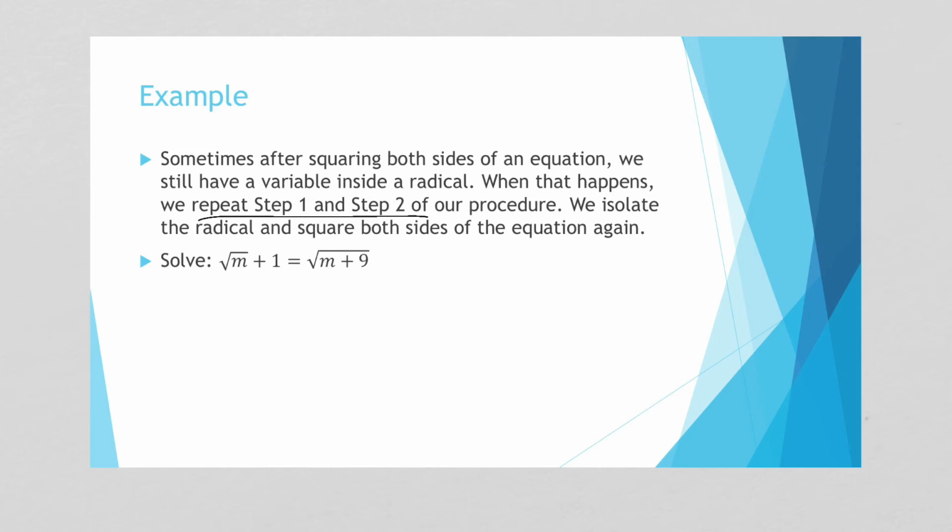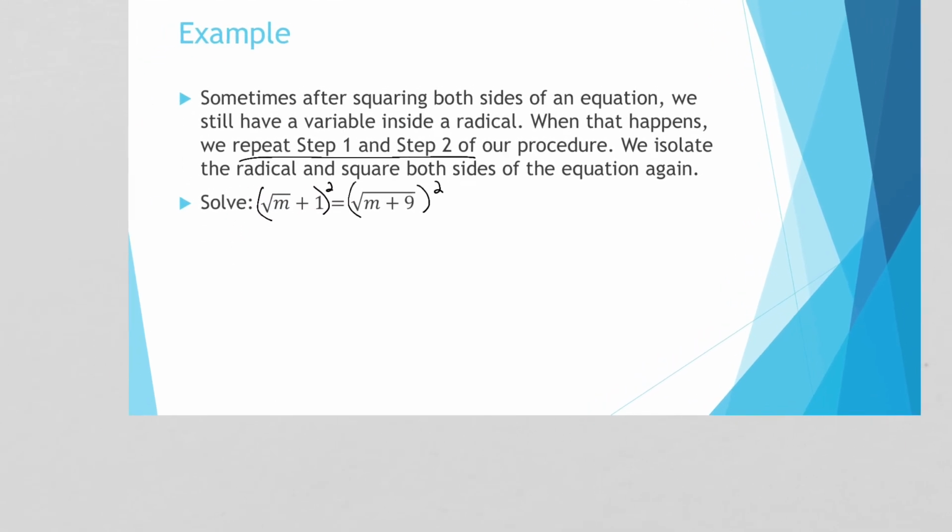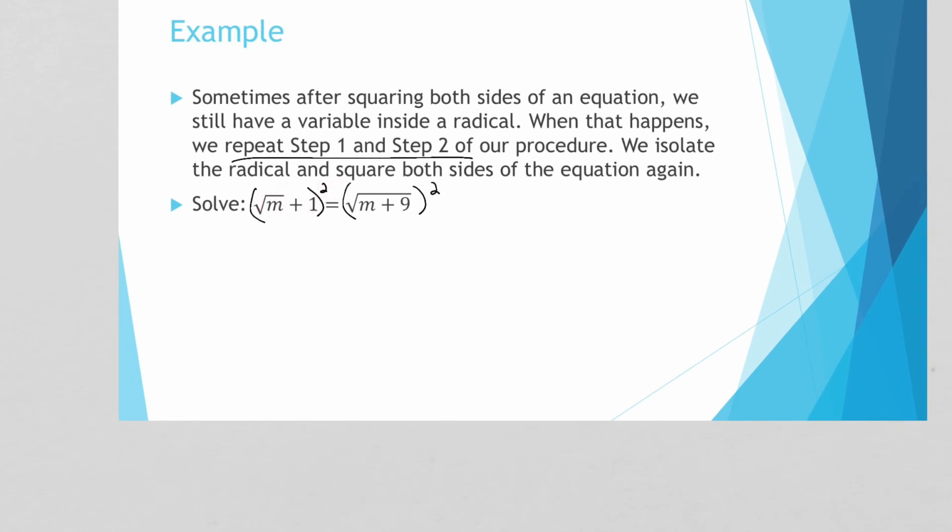So watch what we are going to do instead. We are still going to square both sides. Okay? Now, when I square this right here, let me show you what I mean by that. All I'm doing is I'm squaring this first term. So I'm going to write it out. So square root of m plus 1 times the square root of m plus 1.